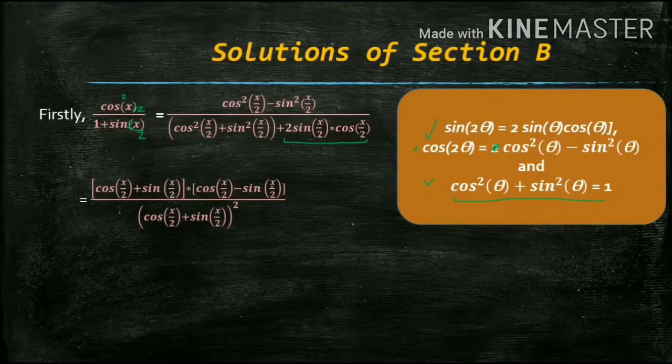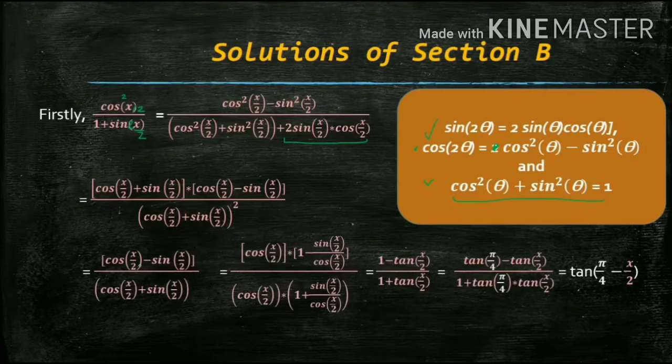So it will be a plus b into a minus b. In the denominator you have cos x by 2 plus sin x by 2 the whole square, because this is cos square x by 2 plus sin square x by 2 plus 2 times sin x by 2 into cos x by 2. Now just cancel this one power. So you would be having cos x by 2 minus sin x by 2 divided by cos x by 2 plus sin x by 2.